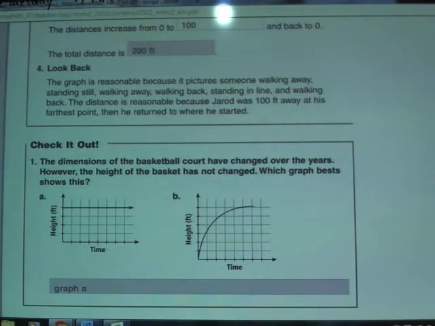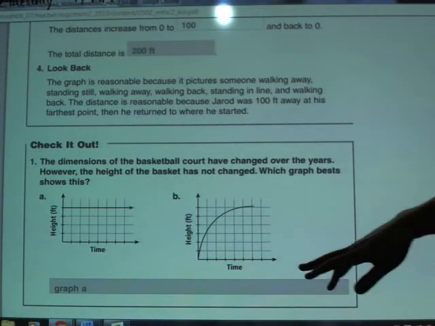All right, finally we'll take a look at the last question here. The dimensions of the basketball court have changed over the years. However, the height of the basket has not changed. Which graph best shows this? So, notice these graphs look very similar to the original example here because they are the same graphs. What they're showing here is that the dimensions of the basketball court have changed, but the height of the basket has not. So the height of the basket has remained constant. It has not changed. Which graph shows this?